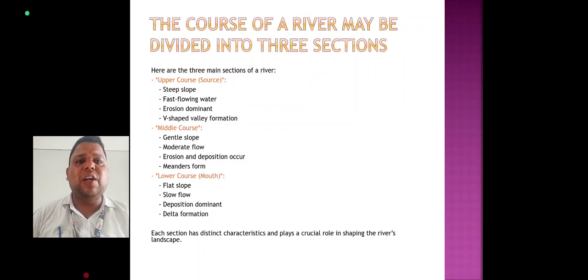Now the middle course: gentle slope, moderate flow, erosion and deposition occur, meanders form. And the lower course: flat slope, slow flow, deposition dominant, and delta formation. Each section has distinct characteristics and plays a crucial role in shaping the river's landscape.